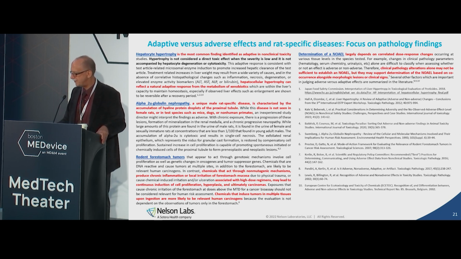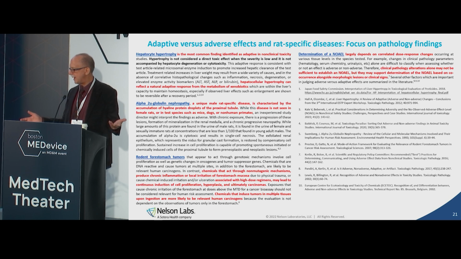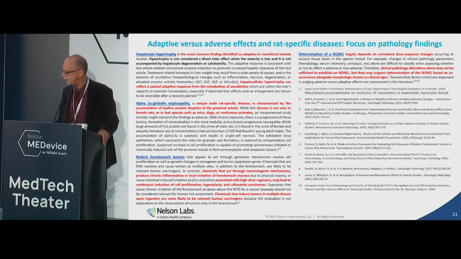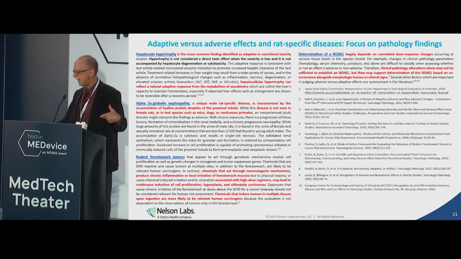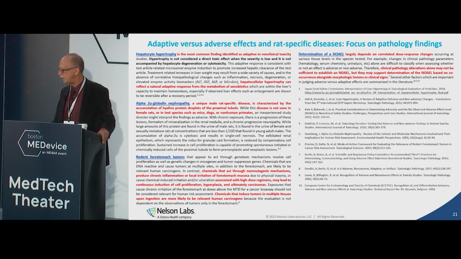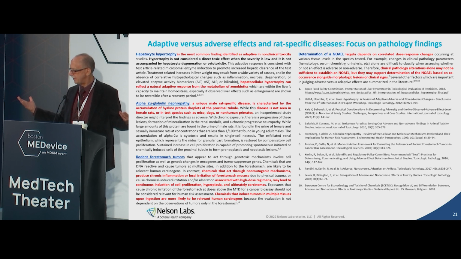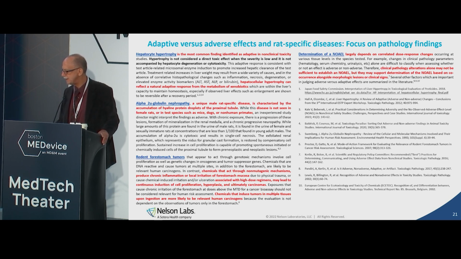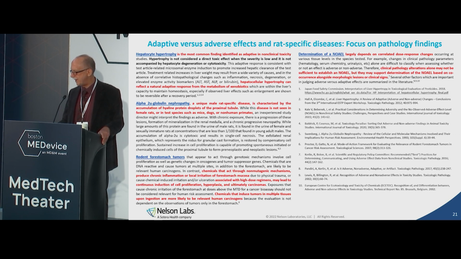Hepatocyte hypertrophy is perhaps the most common finding that's identified as adaptive in non-clinical toxicology. Hypertrophy is not considered a direct toxic effect when the severity is low and it's not accompanied by hepatocyte degeneration or cytotoxicity. Well, how would you know that? Well, you look at all those study details. Because the treatment-related increase in liver weight can have a variety of causes, you look for correlative histopathology changes like inflammation, necrosis, degeneration, or elevated enzyme activity biomarkers for the liver like ALT, AST, ALP, or bilirubin.